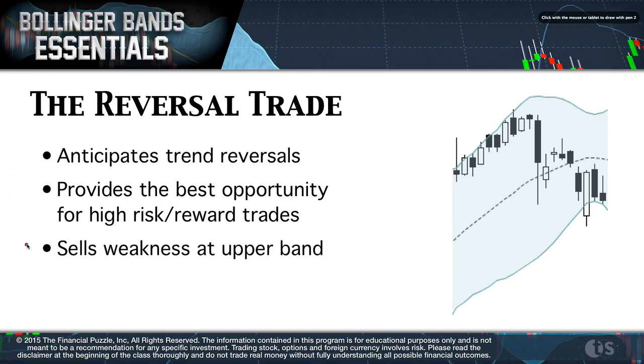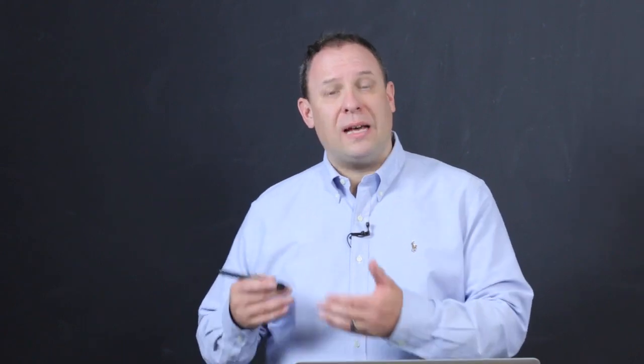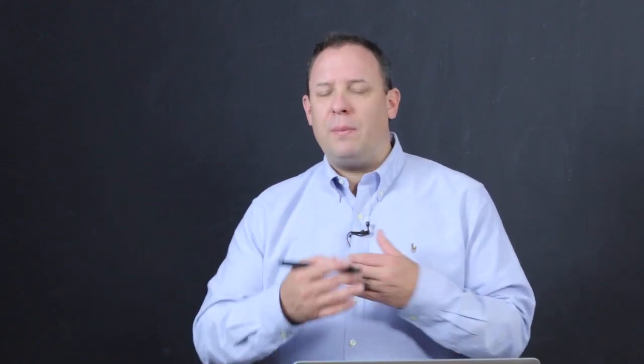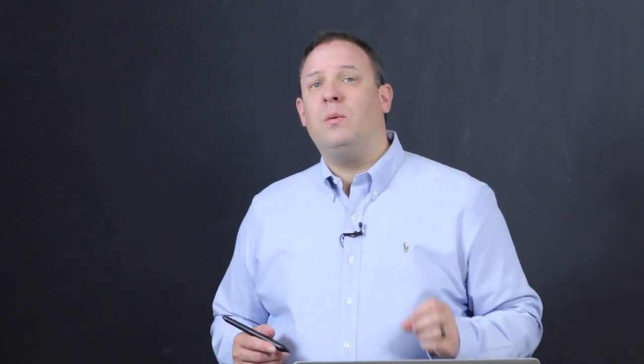With the reversal trade, we are selling weakness at the upper band and we are buying strength at the lower band. This is a distinction that's different than the squeeze and the trend trade. With the squeeze and the trend trade, we were buying strength at the upper band and we were selling weakness at the lower band. Here we're flipping it upside down. We're selling at the upper band when there are other signals telling us it's weak, and we're buying at the lower band when, again, there are signals telling us that it's strong.